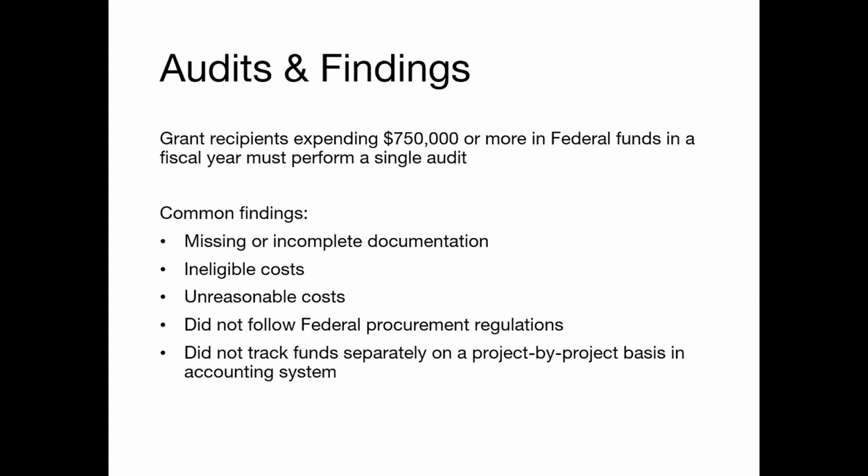The Single Audit Act requires federal grant recipients who expend $750,000 or more in federal funds in a fiscal year to have a single audit performed. Common audit findings include missing or incomplete documentation, ineligible or unreasonable costs, procurement issues, and funds that were commingled or not tracked separately in accounting systems.